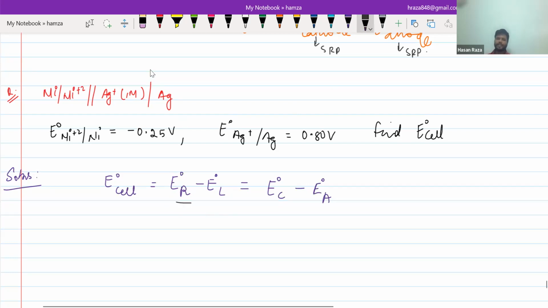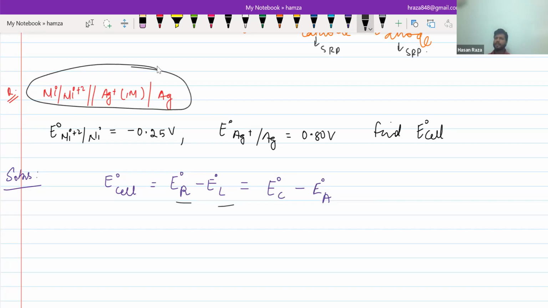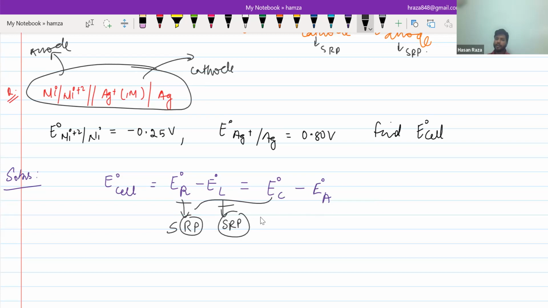So this right and left is for the representation, because in the representation, the right side is for cathode and the left side is for anode. You know that on the right hand side it will be cathode and on the left anode. Now you need to take care of it. Right should also be SRP, a standard electrode potential, in the same way, a standard reduction potential.